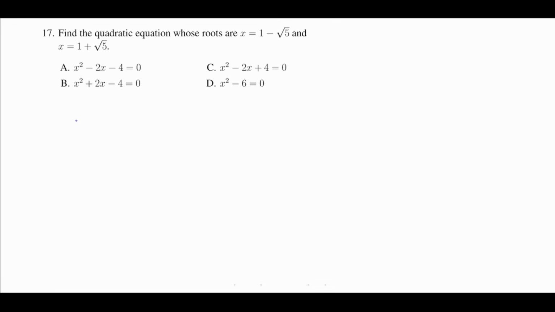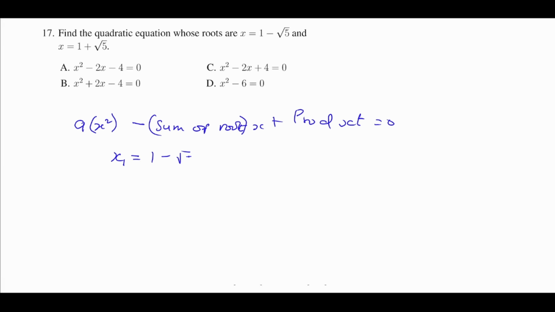Now, for all quadratic equations, we are saying that it is given as ax squared plus the sum of roots, sorry, here is supposed to be minus, so minus the sum of roots times x plus the product. Now they've given us roots. They gave us x1 to be equal to 1 minus root of 5, and then x2 to be equal to 1 plus root of 5.